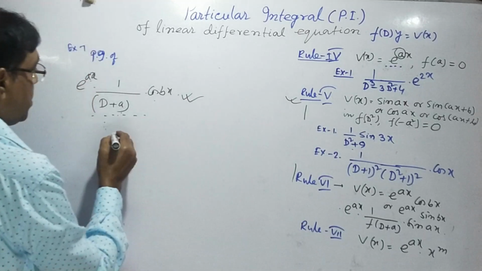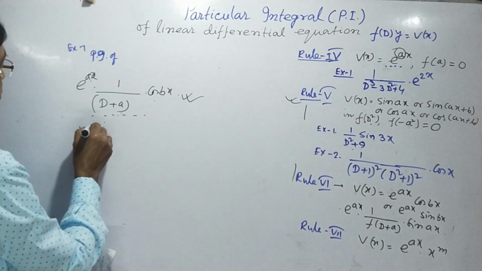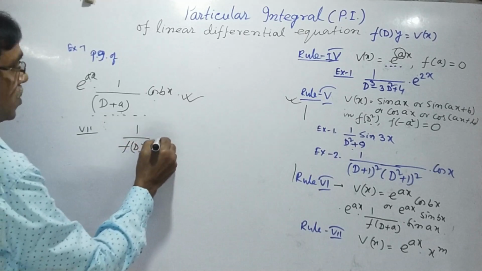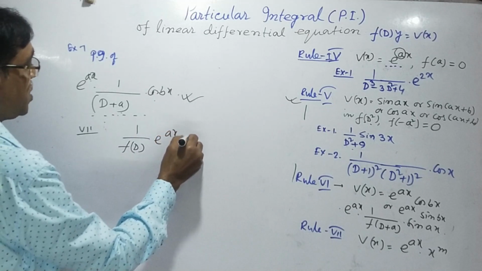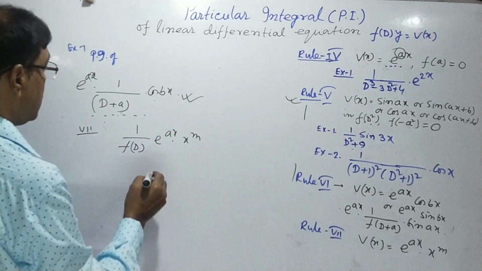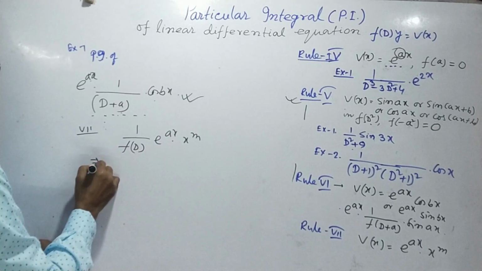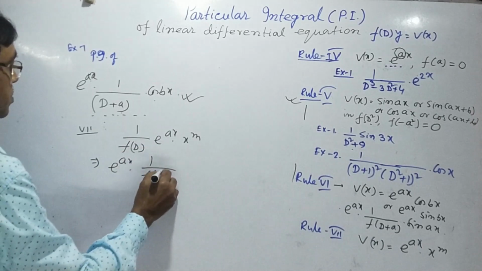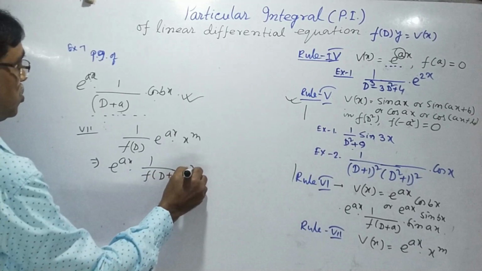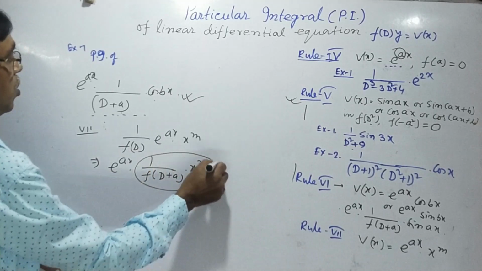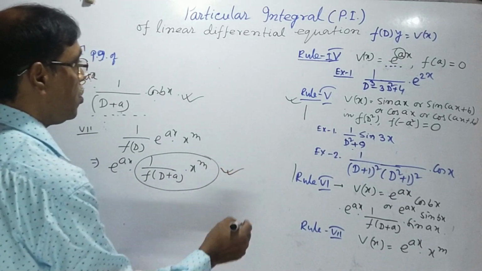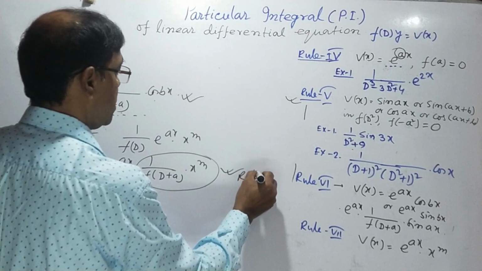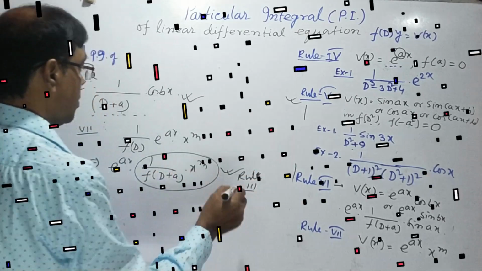Now rule 7 is also of the form Vx equals 1 by f of d, e to the power ax into x to the power m. Again we operate e to the power ax first and write f of d plus a into x to the power m, and we follow rule 3 discussed earlier to solve this problem.